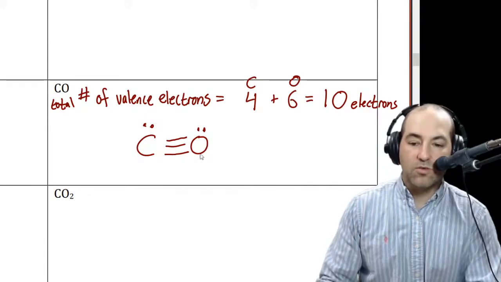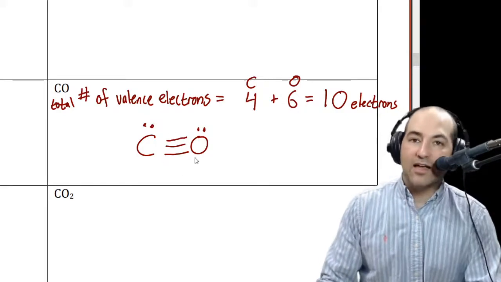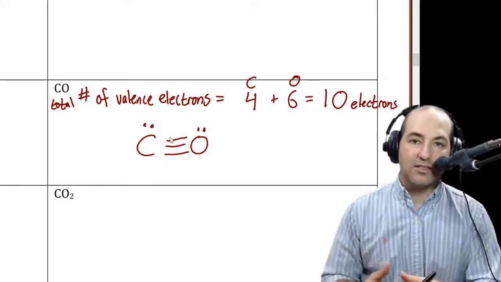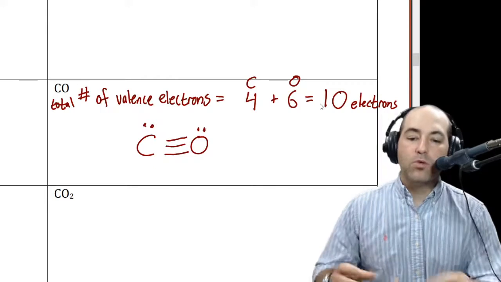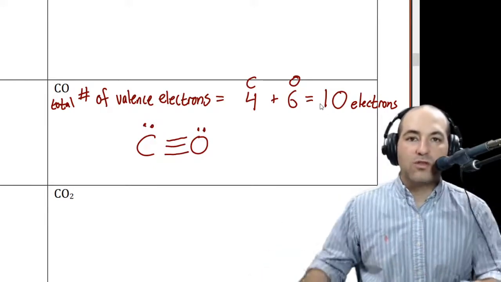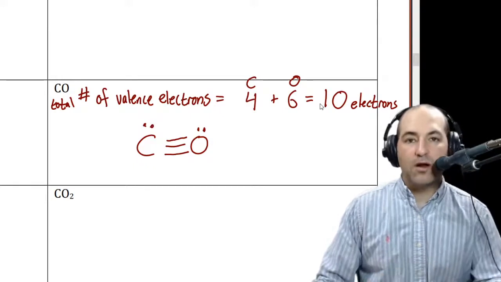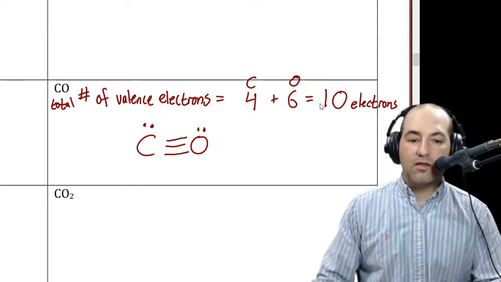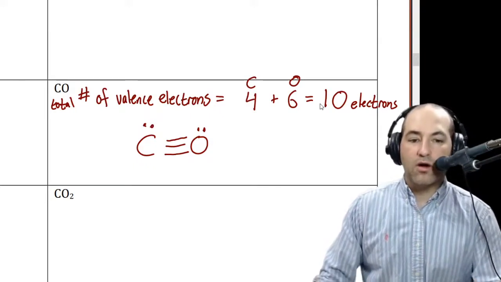And so that structure works, and we couldn't have really gotten to that structure just with the dots. We really had to pool all those valence electrons together and then redistribute them however we wanted. And so that's a better way to do it that'll allow you to find structures for more atoms.